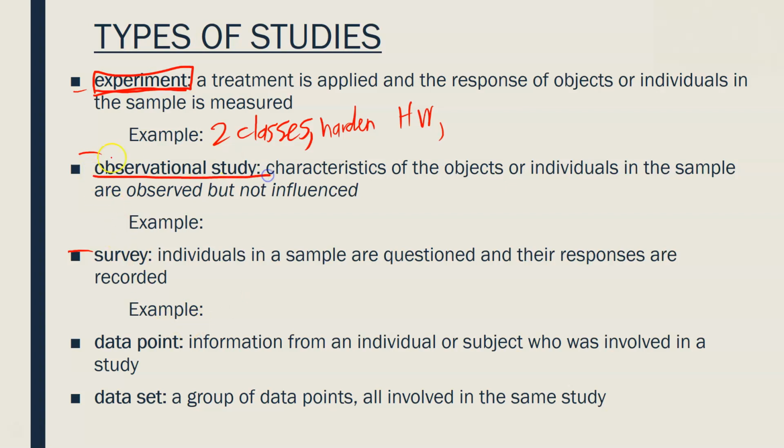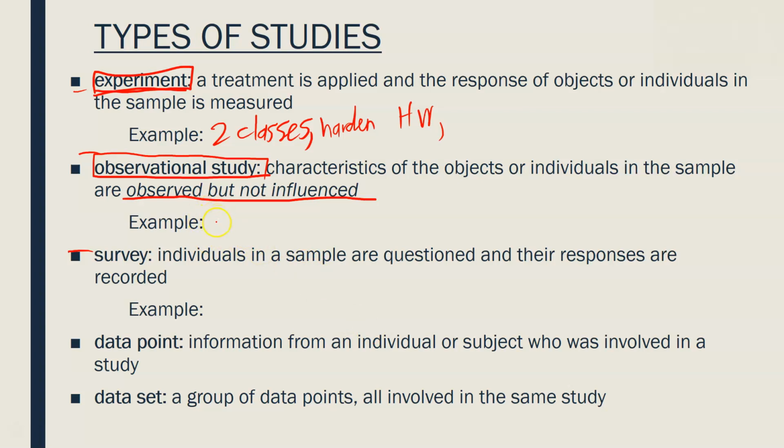An observational study is where characteristics of the objects or individuals in the sample are observed but not influenced. So I don't do anything to the people in the study. In an experiment, I did something specific. I gave them a harder homework assignment, or I gave them a specific drug. In an observational study, I just observed. So maybe I have these two classes, and I'm just going to watch them to see how they do.